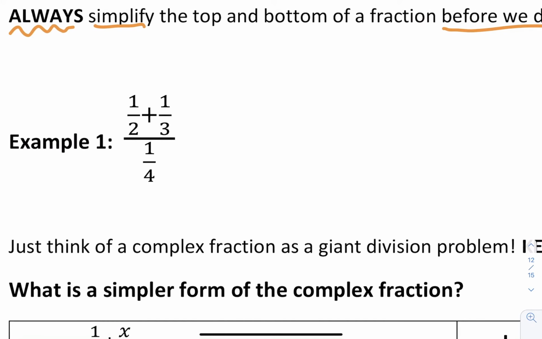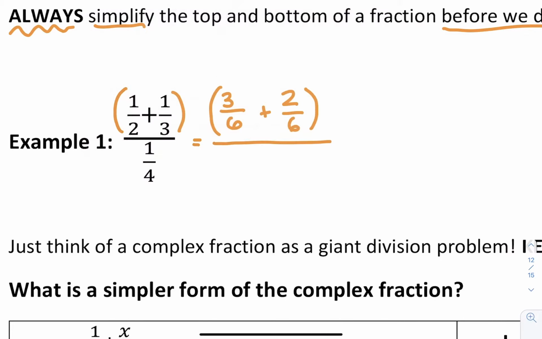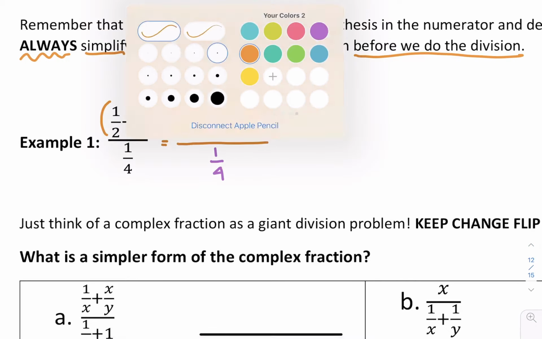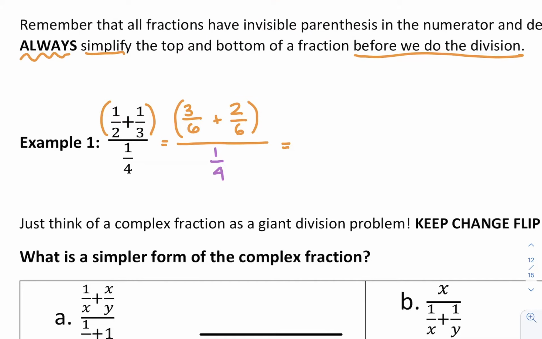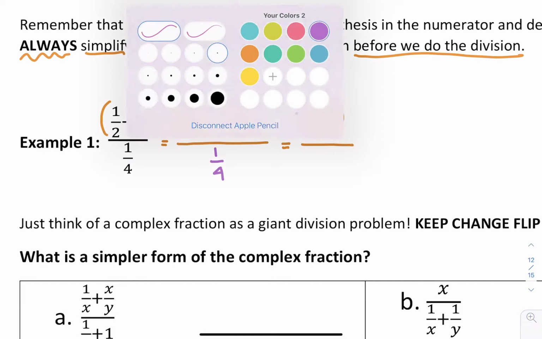In something like this, my first step is to focus in on this numerator. Combine the 1/2 plus 1/3. I can give that a common denominator of 6. So this becomes 3/6, and this one becomes 2/6. Now I have my numerator and my denominator of 1/4 still. Now I'm going to combine 3/6 plus 2/6 is 5/6, all over 1/4.